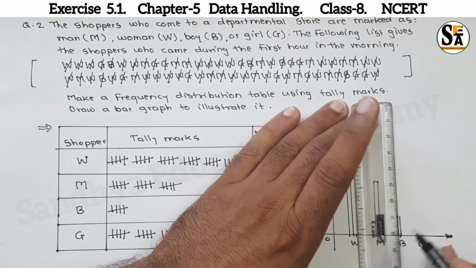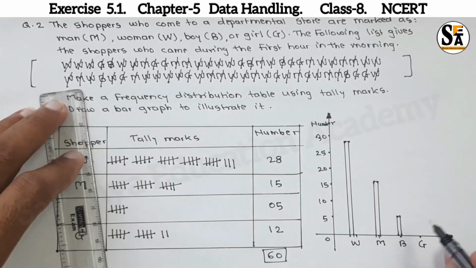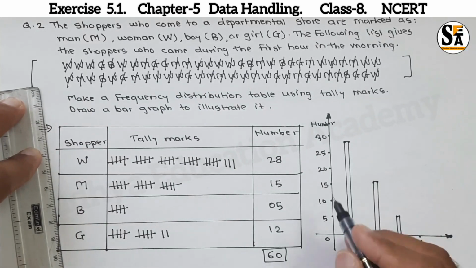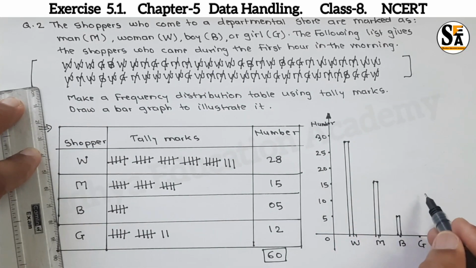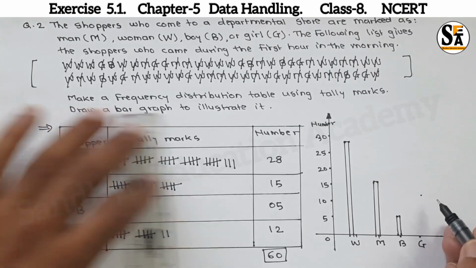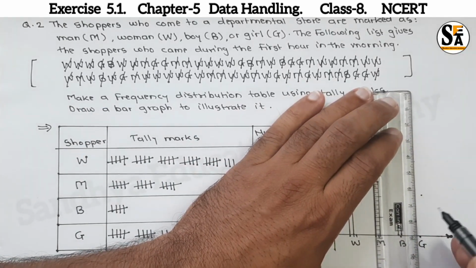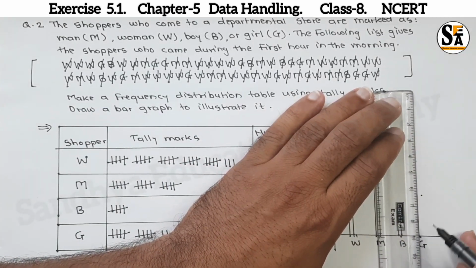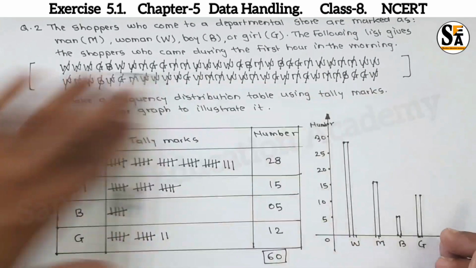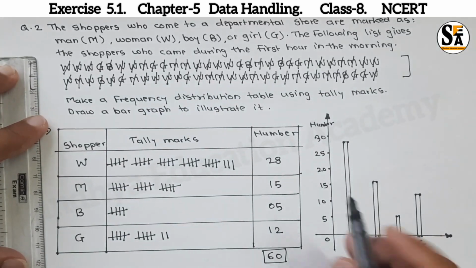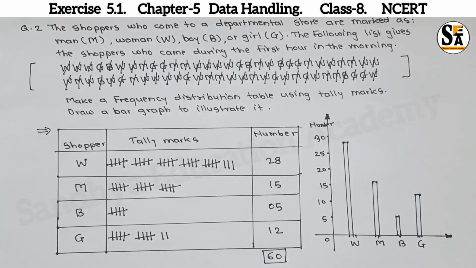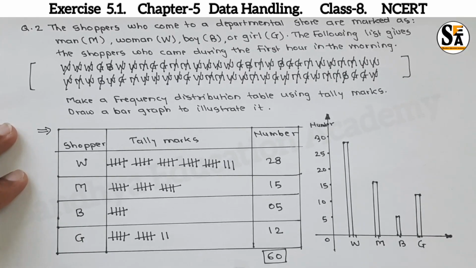Make the width similar, the same width. And for G, 12. So this will be at 12. Like this. In this way, we have made tally marks, this frequency chart, and also a bar graph. This is a bar graph.